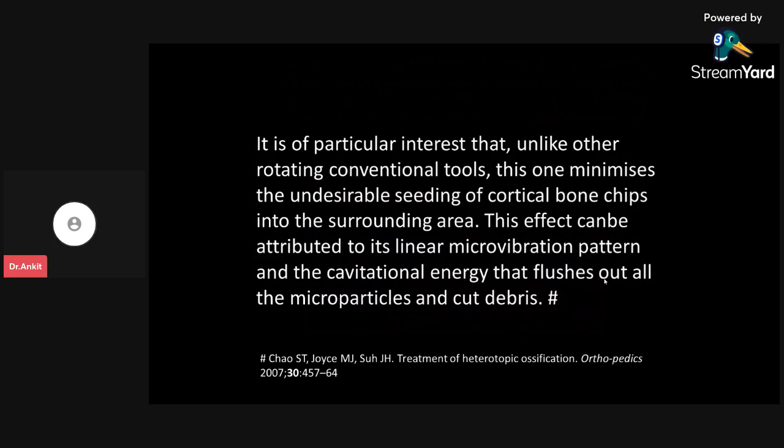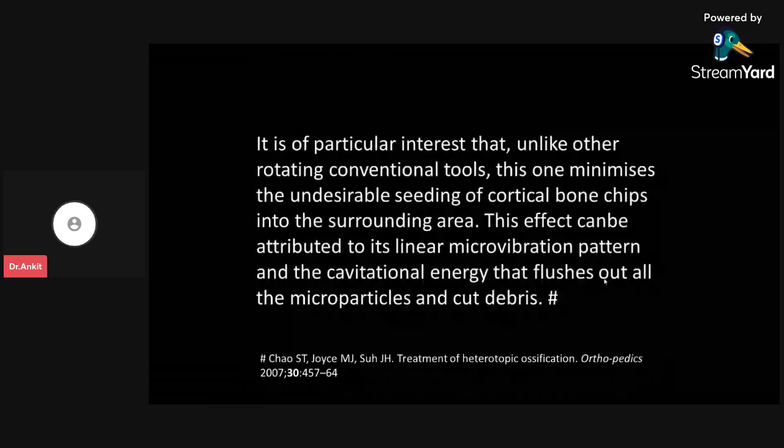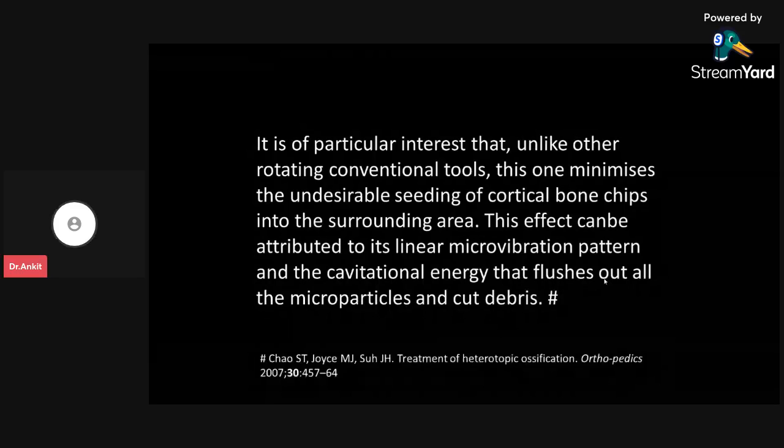How is it possible? Basically, whenever you use the rotating conventional tool, it causes undesirable seeding of cortical bone chips into the surrounding area. What happens is, when you cut the bone with the conventional rotating instrument, it also cuts the cortical bone which is less than 0.5 to 0.75 mm in thickness. So it undesirably cuts and seeds the cortical bone chips into the surrounding area, which in itself is very important in implants in various factors, be it osseointegration, be it subsiding below the cortical level, or be it the compact pressure of the periodontium over a longer duration of time.